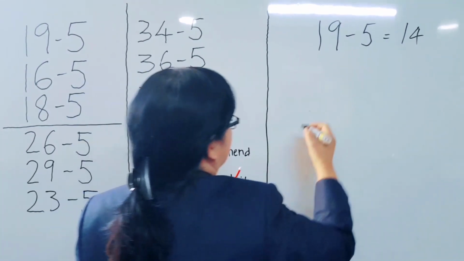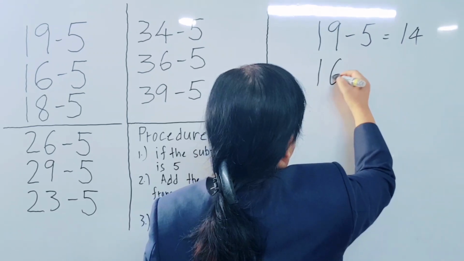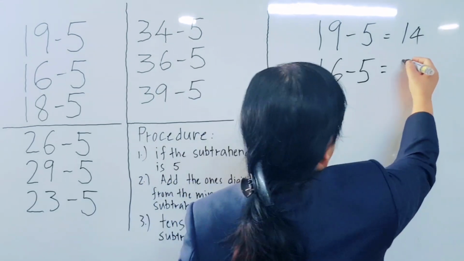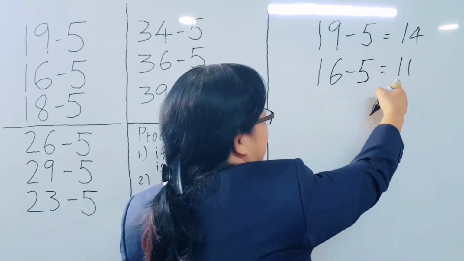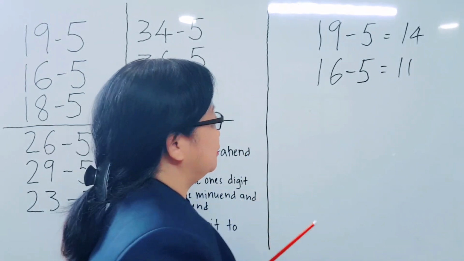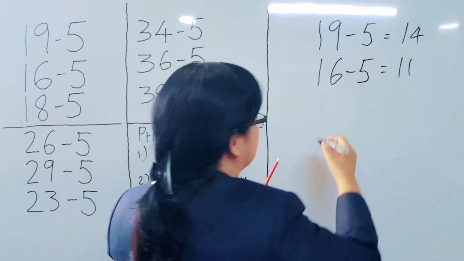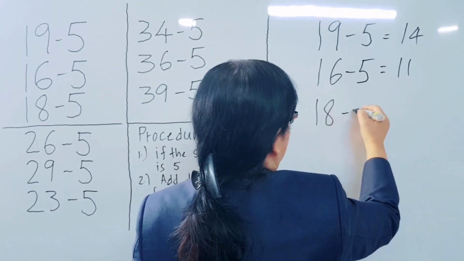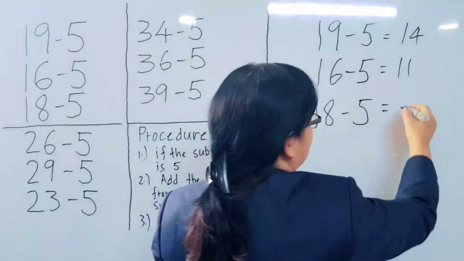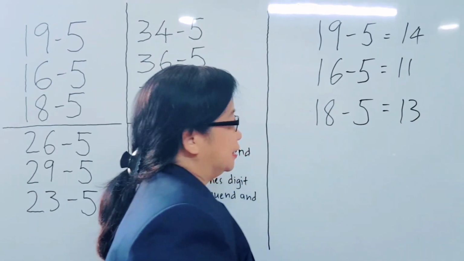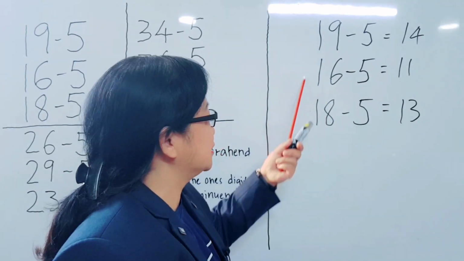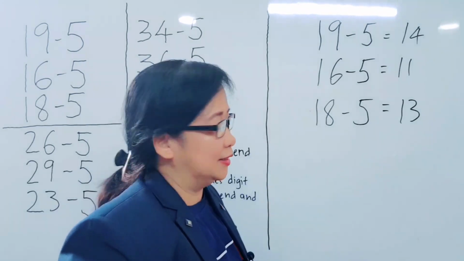Second one, 16 minus 5. So this is 11. And it is correct. 11 plus 5 is equal to 16. Now, our third example is 18 minus 5. So, 8 plus 5 is equal to 13. This is faster than the usual way. Actually, this applies if the tens digit of the minuend is 1.